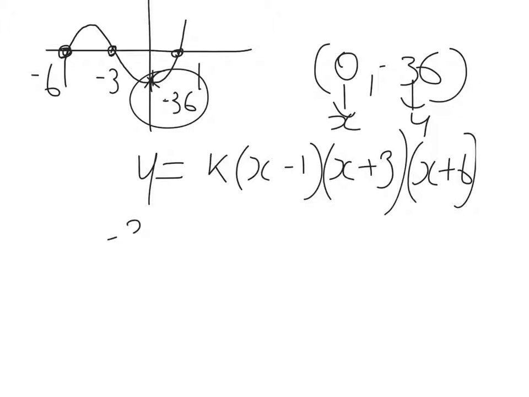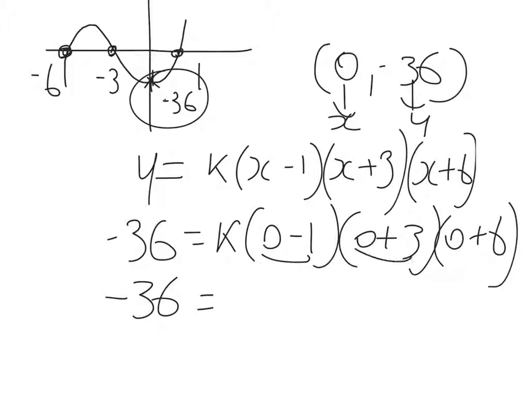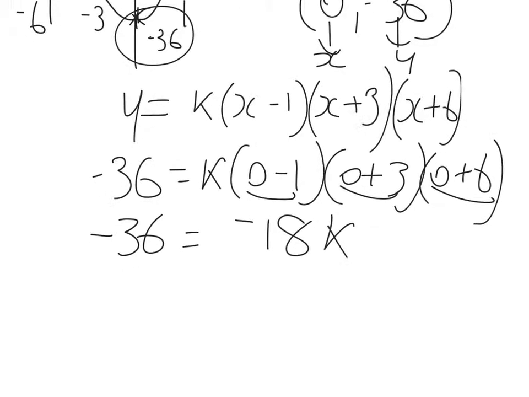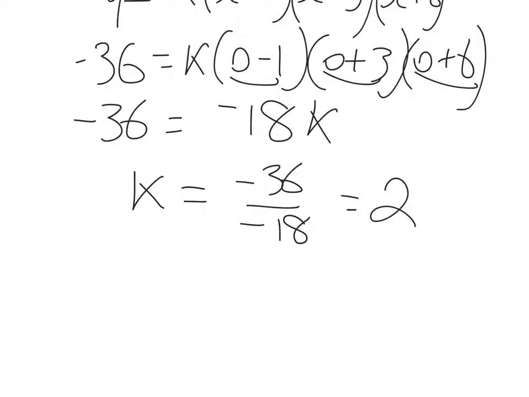So I can sub that in. When y equals -36, x is equal to 0. So I've got 0 minus 1 is -1, multiplied by 0 plus 3, so it's -1 times 3 is -3, -3 times 6 is -18. So now I've got -36 is equal to -18k, so k is equal to -36 divided by -18, and k is equal to 2.